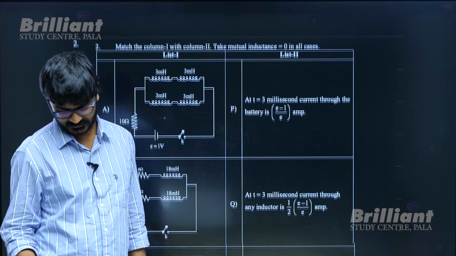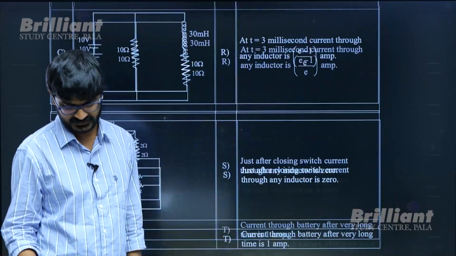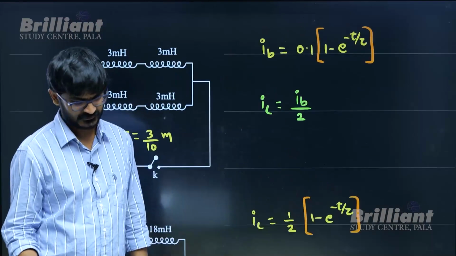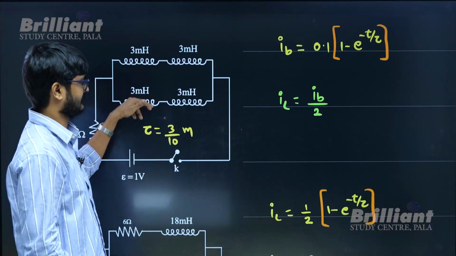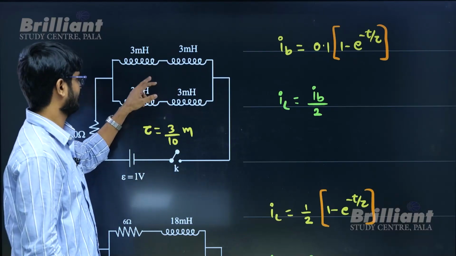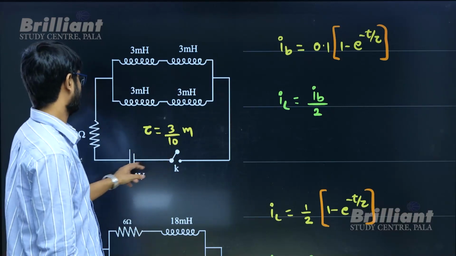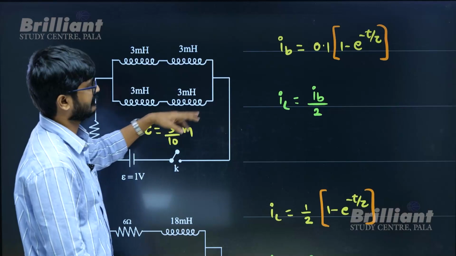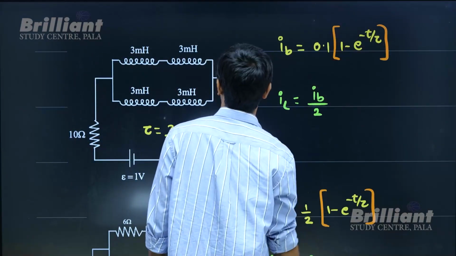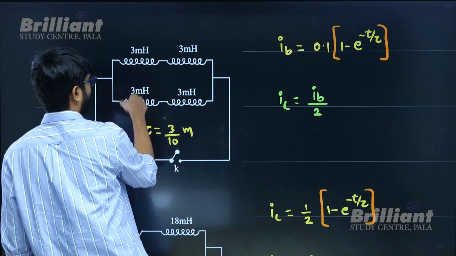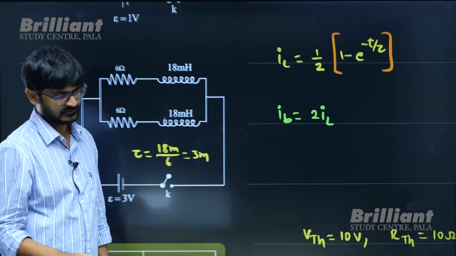Now for all these questions you should find current through the inductor and current through the battery. Options were given wrong, I will just be finding the values, so you just go with that. In this case I can find equivalent inductance: 3 and 3 is 6, 6 and 6 is 3, so equivalent inductance is 3. Time constant is L by R. Once I know the time constant, I can find current through the battery. Current through the battery is maximum current, 1 by 10, into 1 minus e power minus t by tau. Once I know current through the battery, current through the inductor will be half of that, it will split into two parts.